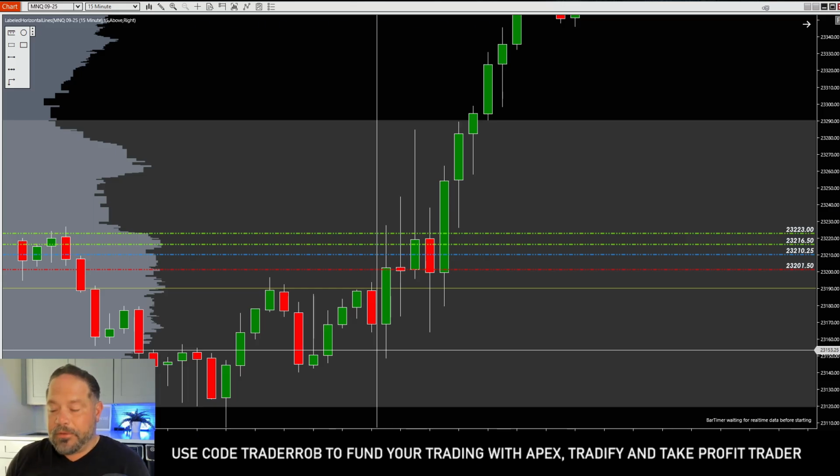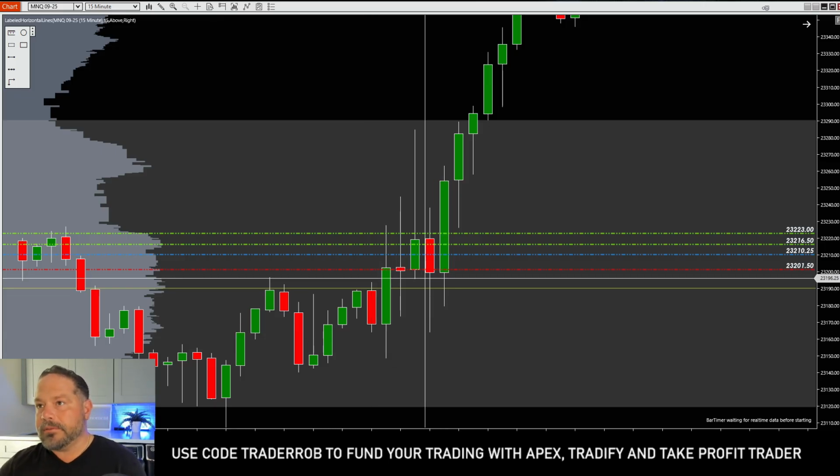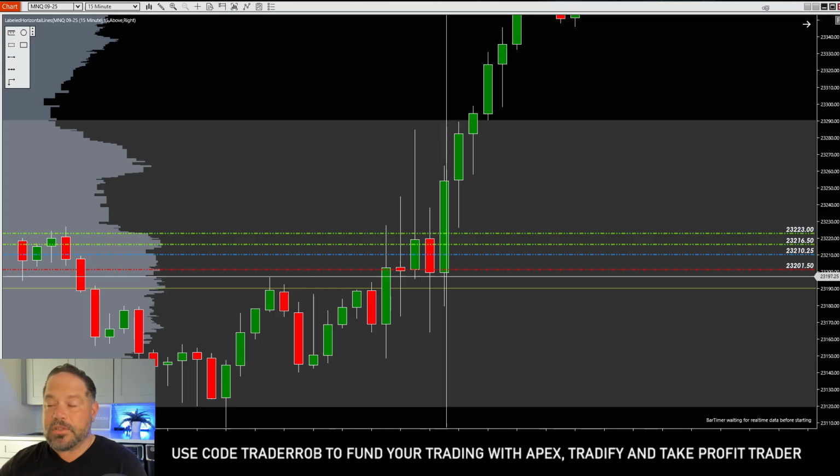We then moved down from the 60-minute to the 15-minute. We found our level, where I would normally just put my level. That's an area where I think there's going to be a rejection. Did I use that level as my entry? No, I'm actually using that level now as my stop loss.